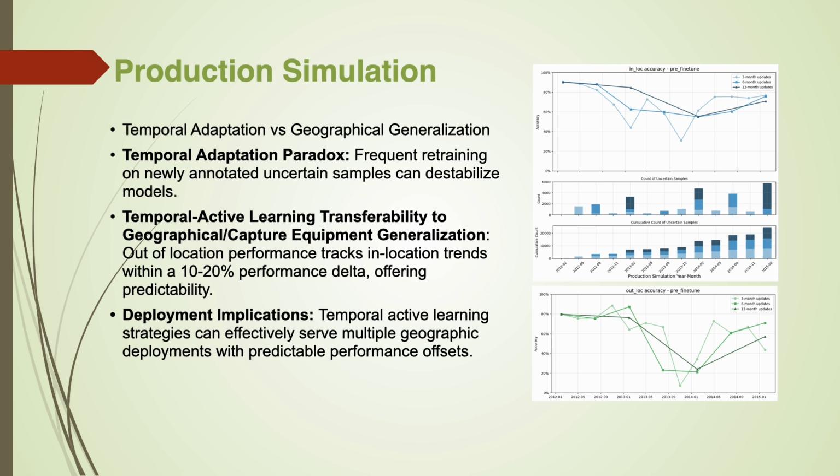Our simulation revealed that, first, the temporal update frequency impacts the performance stability of our pipeline. In our simulation configuration, quarterly updates resulted in highly volatile model performance. And second, we observed that the in-location and out-location performance trends closely track each other, suggesting temporal transferability of active learning benefits across geographic domains. In practice, this suggests that a single active learning strategy with annual updates can achieve stable performance across multiple regions.